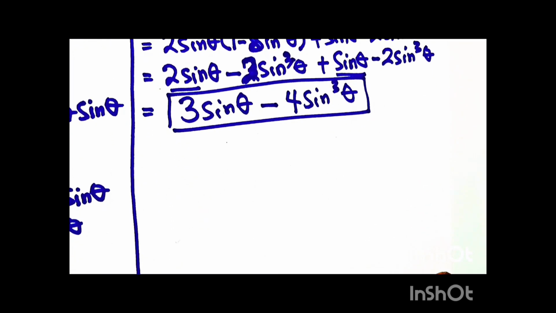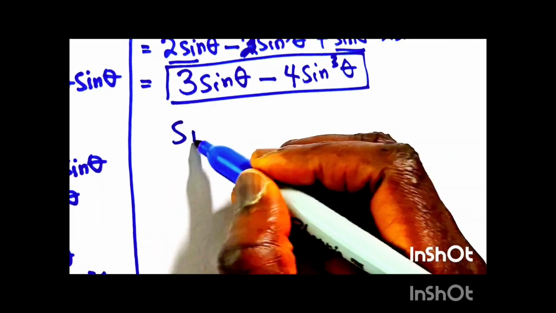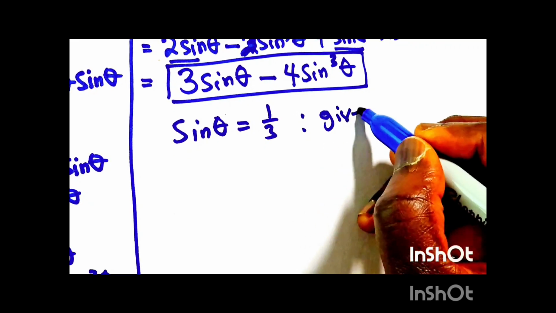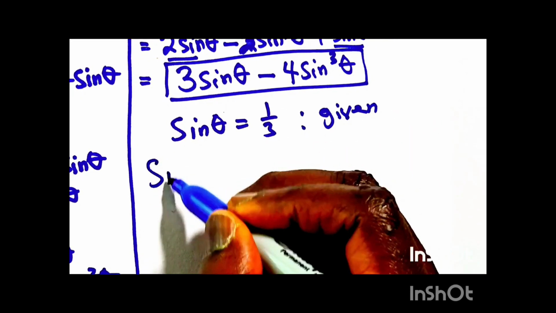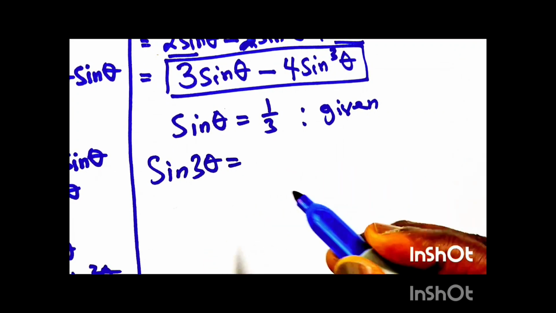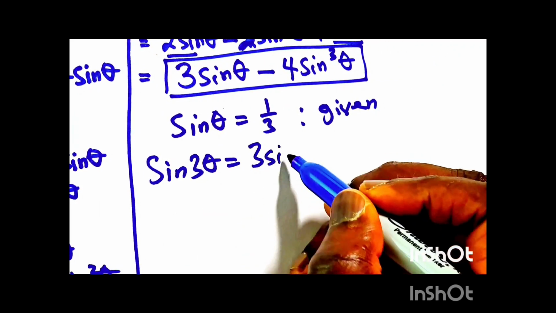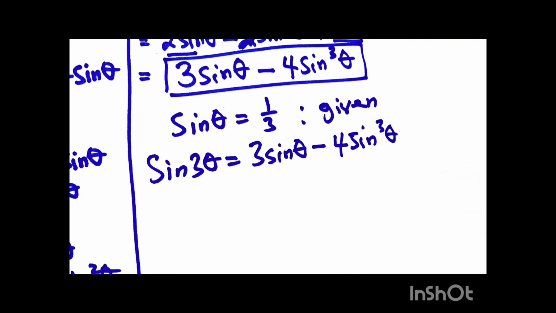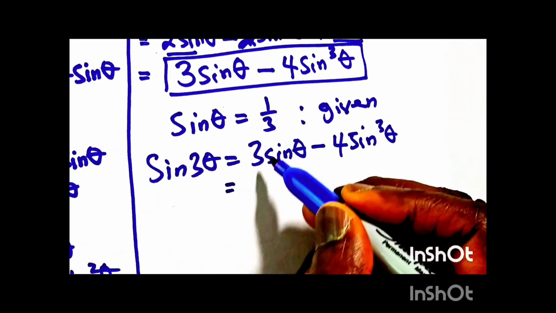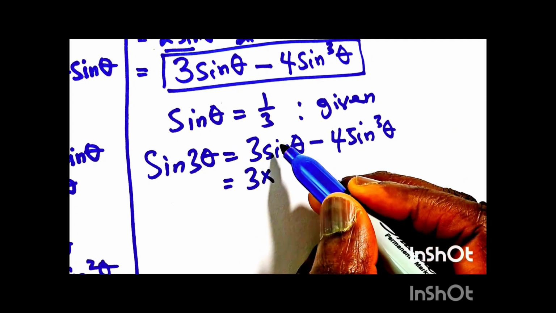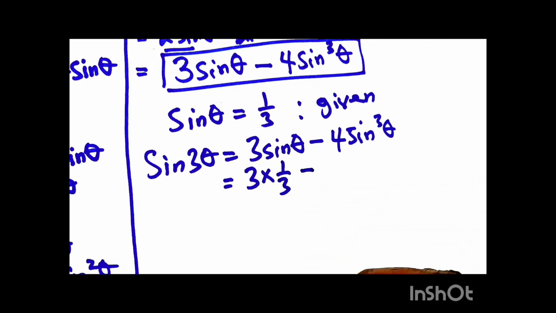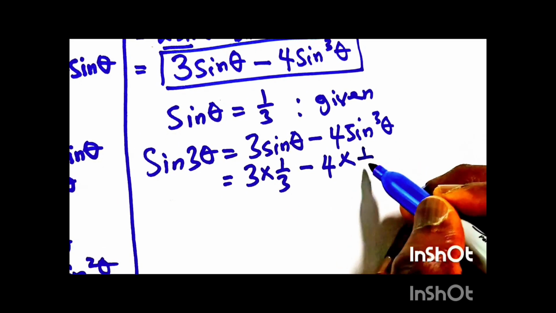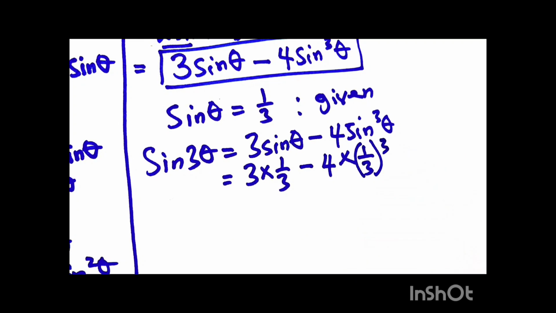And we already know that sine theta equals 1 over 3. That is given. So we just need to say now that sine 3 theta is just going to be 3 sine theta minus 4 sine cubed theta. It's pretty easy now. So that means that we have 3 times sine theta, which is 1 over 3, minus 4 times sine cubed theta, which is the same thing as saying 1 over 3 cubed. That's the meaning of that.